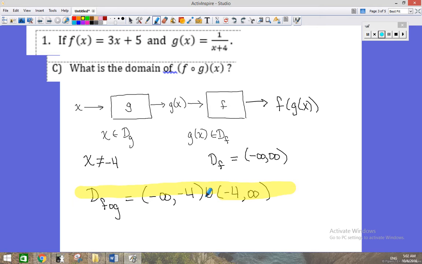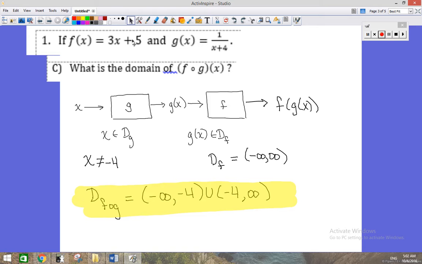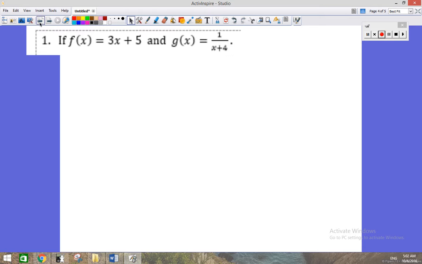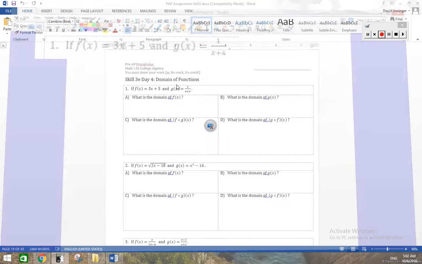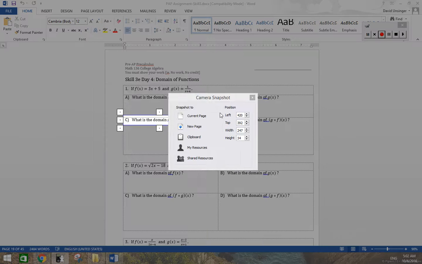And a lot of these, the domain of the composition, is going to be the domain of g whenever the domain of f is all real numbers, and a lot of times even in other cases too. So I think on this next one we find the domain of the composition in the reverse order. Yeah, g composed with f.